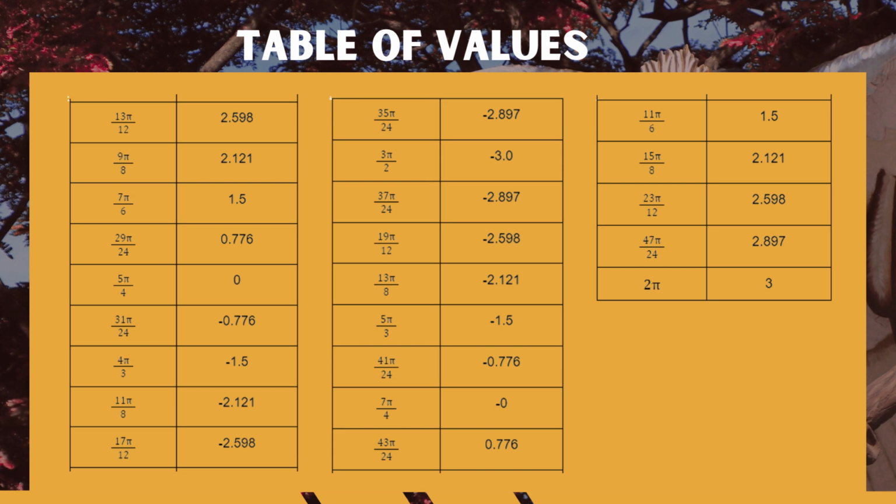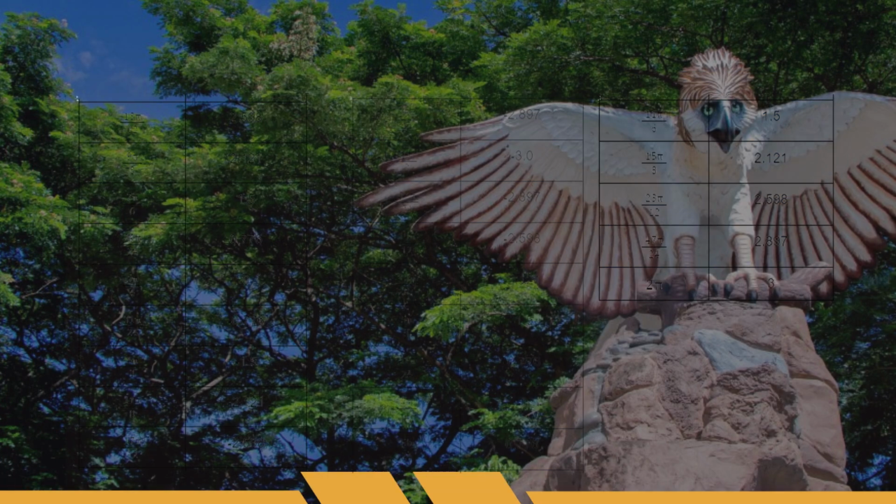If 43 pi over 24, we get 0.776. If 11 pi over 6, we get 1.5. 15 pi over 8, we get 2.121. 23 pi over 12, we get 2.598. 47 pi over 24, we get 2.897. And lastly, at 2 pi, we get 3.